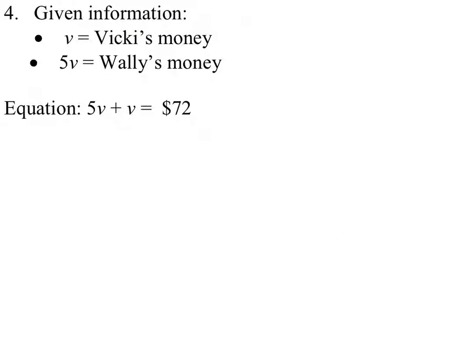All right. Well, we got Vicky's money is V, and 5V is good old Wally's money. Then they gave us the equation, 5V plus V equals 72. And yes, we do need a sentence for all three of these. So let us write a sentence for these. So V, right here. Let's go ahead and write us a sentence.